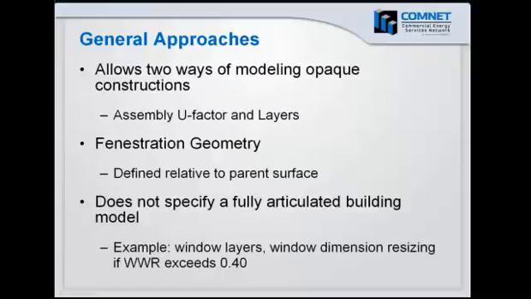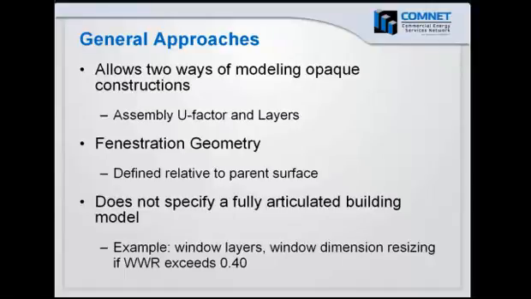Just some general approaches that we took when developing this section for the manual is to be flexible. We allow two ways of modeling opaque constructions, either the assembly U factor or specifying individual layers. There is an Appendix D in COMNET which defines the layers that you can use, the insulation layer, the framing layer, and so forth.